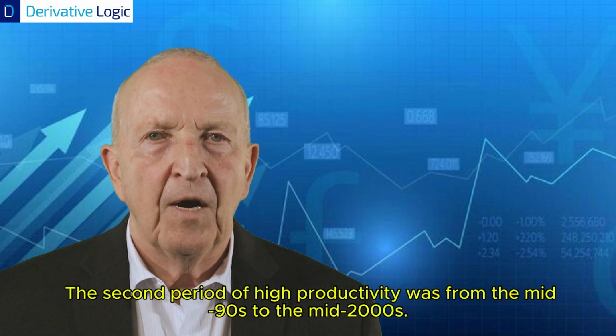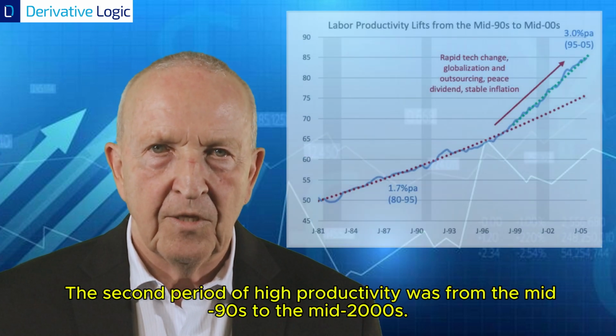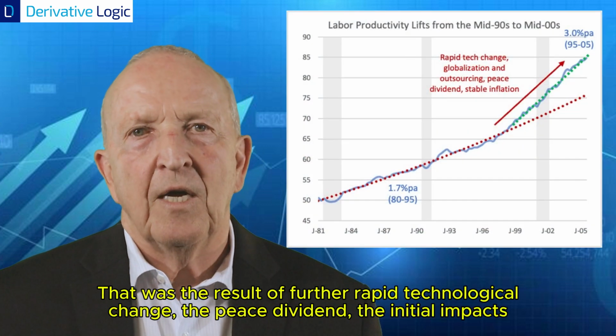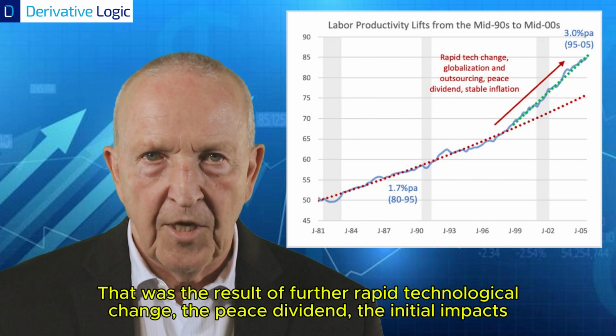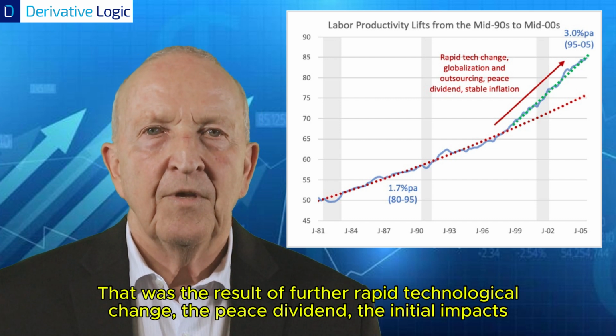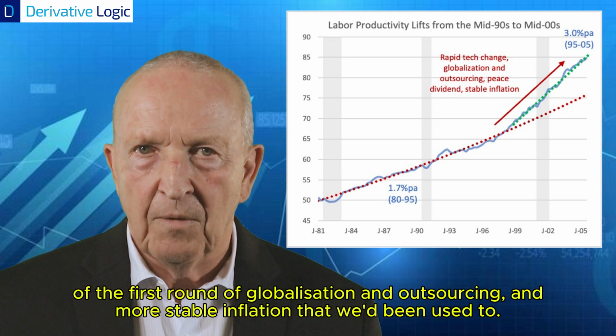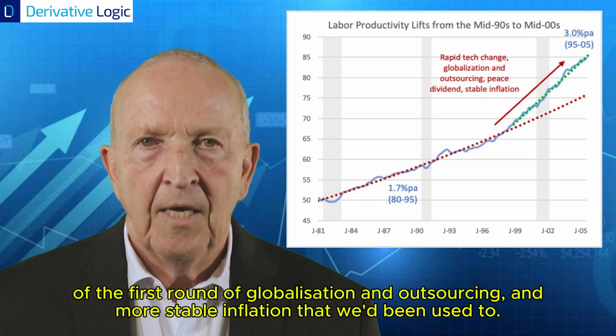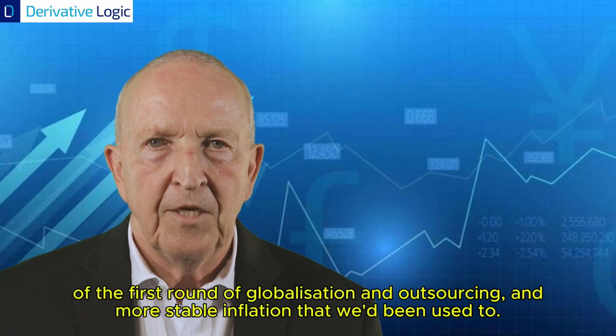The second period of high productivity was from the mid-90s to the mid-2000s. That was the result of further rapid technological change, the peace dividend, the initial impacts of the first round of globalization and outsourcing, and more stable inflation than we'd been used to.